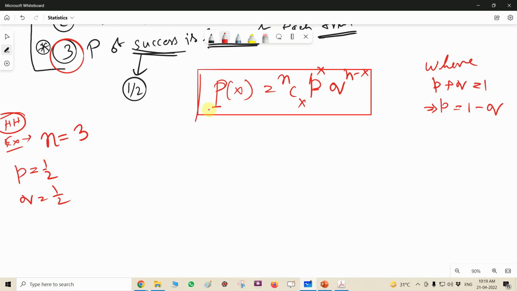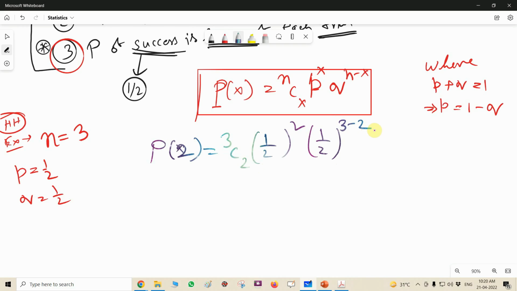ओके, सो इफ आई राइट दिस फॉर्मूला इन दिस फॉर्मेट, then P x, in this case x will be 2. Okay, P2 equals to, in place of n I'll be putting 3C2. ओके, half to the power x का वैल्यू आया स्क्वायर and q का वैल्यू also half to the power n minus x, is 3 minus x is 2.